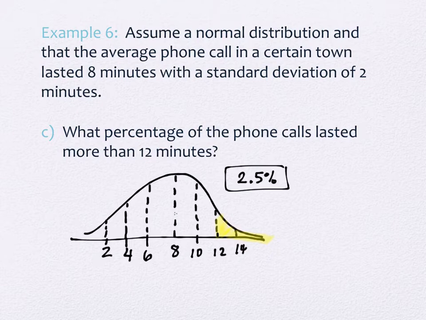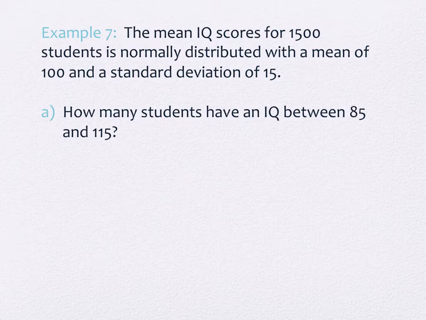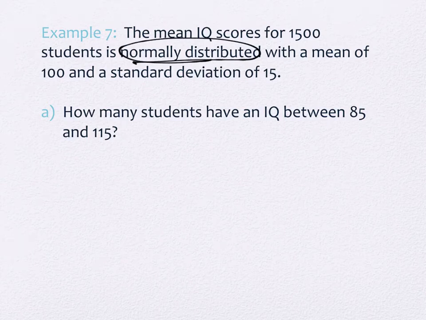Okay, let's do another one, and it has an extension part to it as well. These are IQ scores. IQ scores, standardized tests are normally distributed, by the way, folks. Did you know that? Standardized tests are a normal distribution kind of thing. IQ tests are a normal distribution because they're a standardized score as well. So the mean IQ scores for 1,500 students is normally distributed with a mean of 100 and a standard deviation of 15.